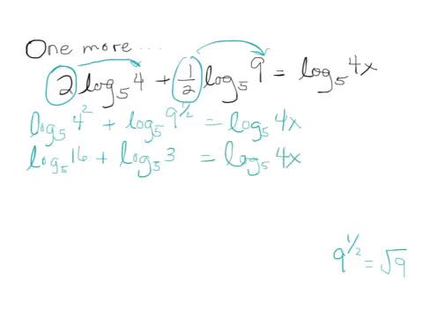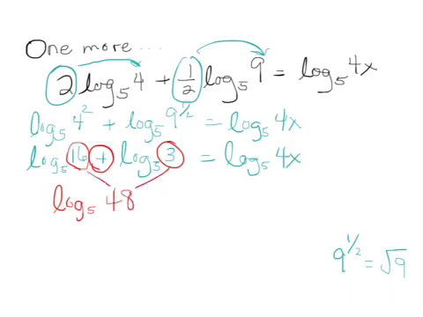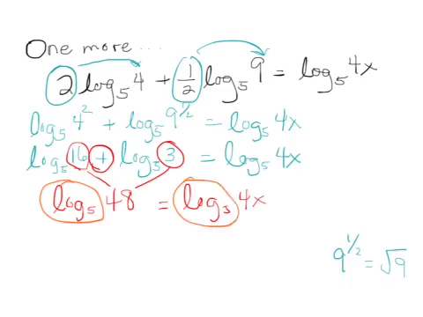And now this addition is going to turn back into multiplication. So I'll have log base 5 of 16 times 3, that's 48, equals log base 5 of 4x. Now, this one looks very complicated, but if we stop and think, we have log base 5 and log base 5. If I have two things on each side of an equal sign, those two things have to be equal. They have to be the same.